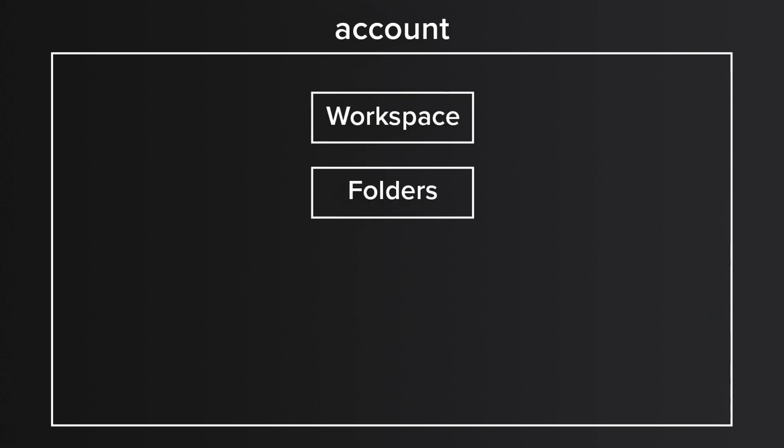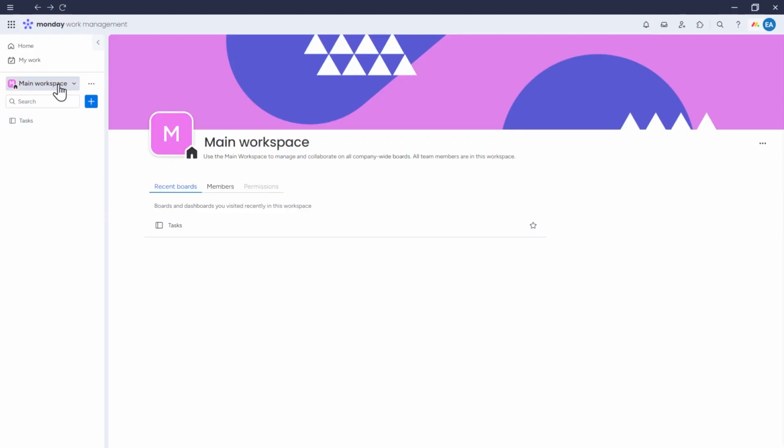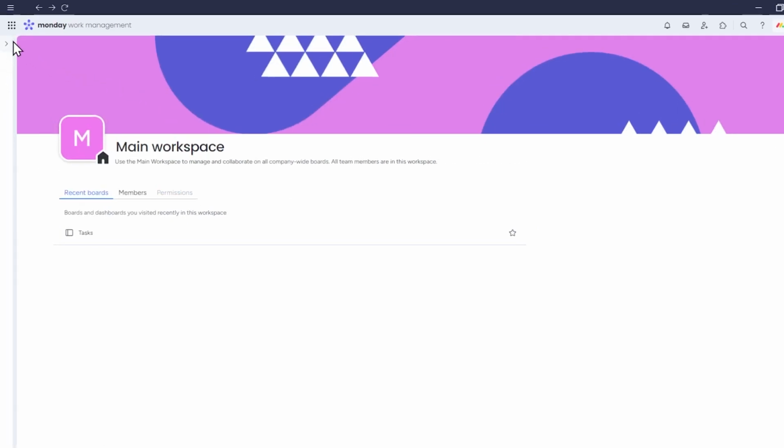We have our Monday.com account, and all the data in this account is organized in a simple hierarchical system. We have workspace, then folders, subfolders, and finally dashboards, boards, and Workdocs. Let's see how it looks in practice. We will be navigating through the different elements of the hierarchy here. If you don't see this panel, click here.